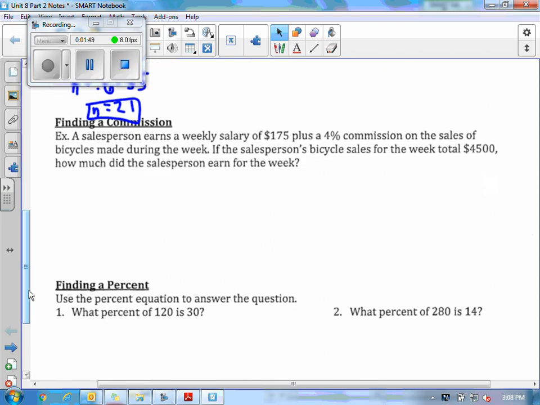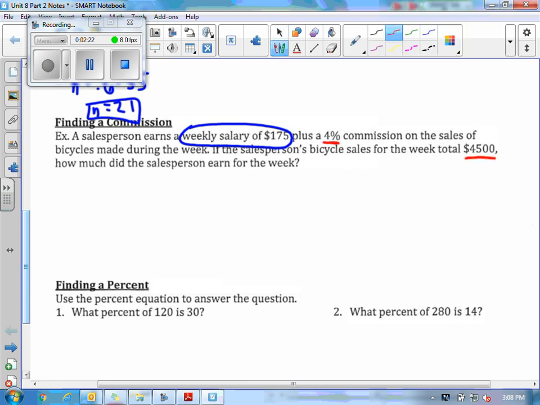The next part says finding a commission, which again can be a little bit difficult. It says a salesperson earns a weekly salary of $175 plus a 4% commission on the sales of bicycle chains in the week. If the salesperson's bicycle sales for the week total $4,500, how much does the salesperson earn for the week? When someone makes money on commission, there's usually 2 different parts. This person has a weekly salary of $175, then they also make 4% of their sales, which in this case is $4,500. So there's 2 different parts to the salary.